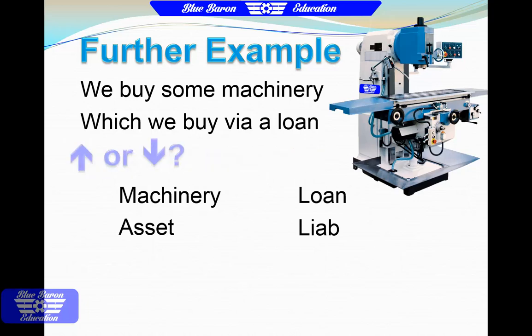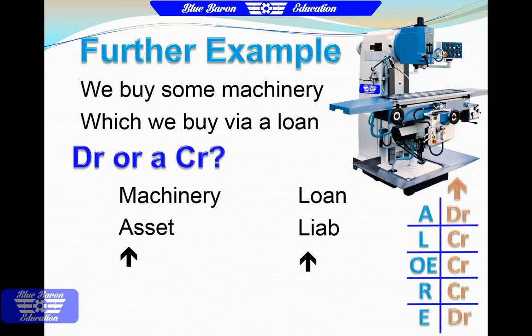Our third question, have we got more or less? Now, we now have more machinery because we've bought machinery, so we're increasing that account. Our liability, because of this transaction, we now owe more money, so we're increasing our liability. Now we can apply our debit and credit rules that we have learnt. So an asset which we're increasing is a debit. A liability which we are increasing is a credit.